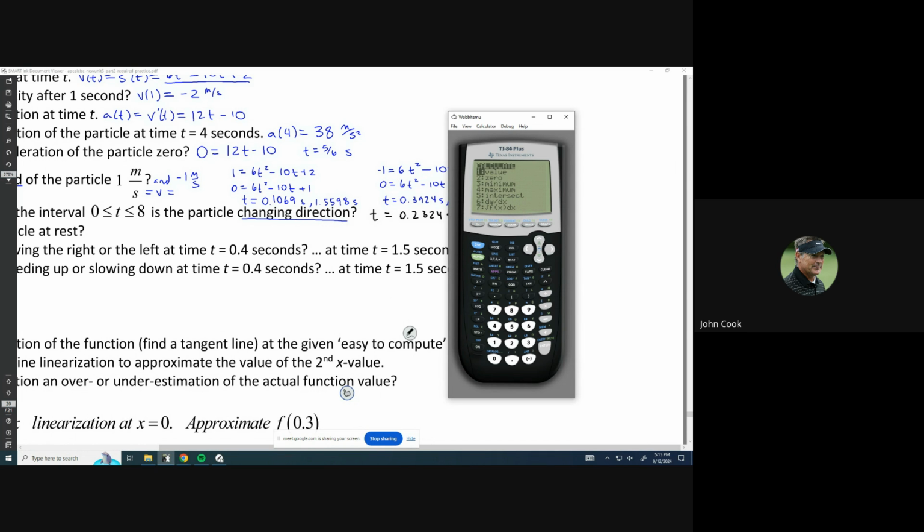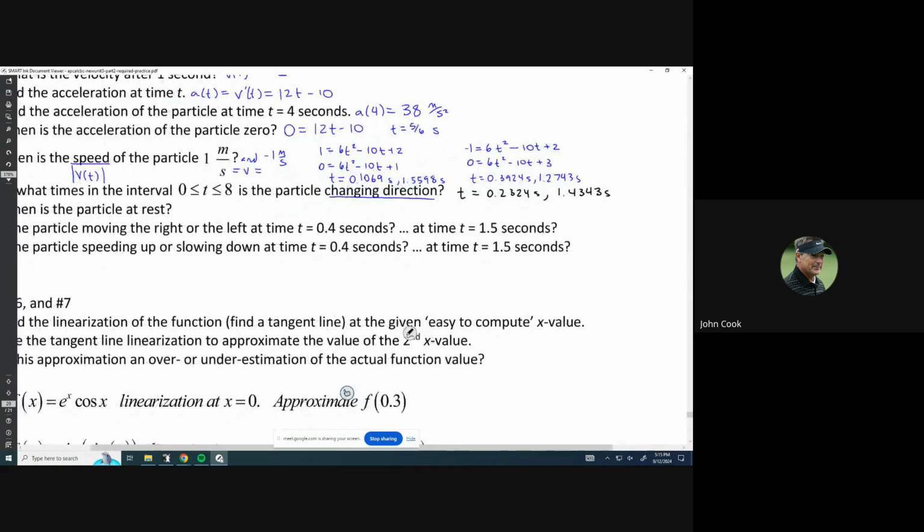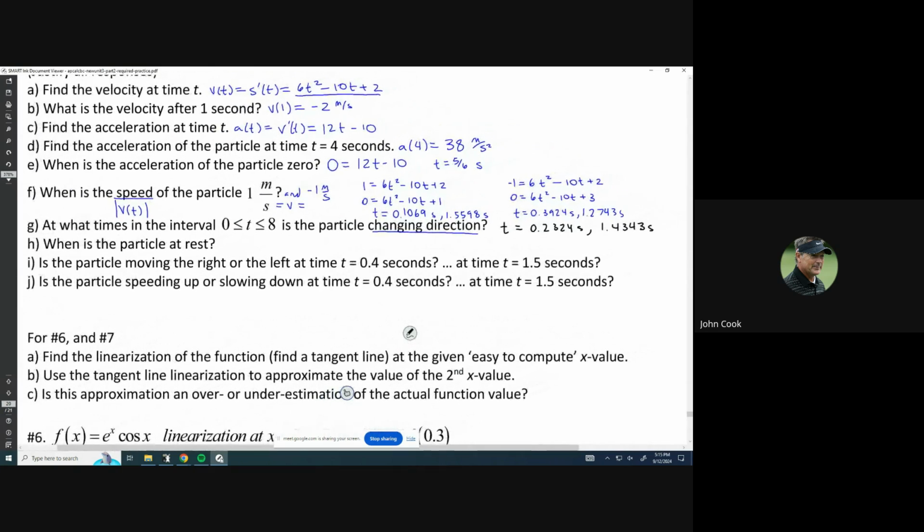So I've got to find that as well. Let's go to the left of that 0, maybe right here-ish, then to the right of the 0, so past the 0 right there. Then enter again. And there's my other place where it changes direction, going from a negative velocity to a positive velocity. That'd be 1.4343 seconds.